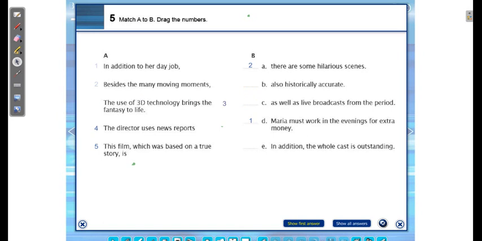And in addition, the whole cast is outstanding. Okay. The director uses news reports for what? As well as live podcasts from the period. And this film, which is based on a true story, is also historically accurate.